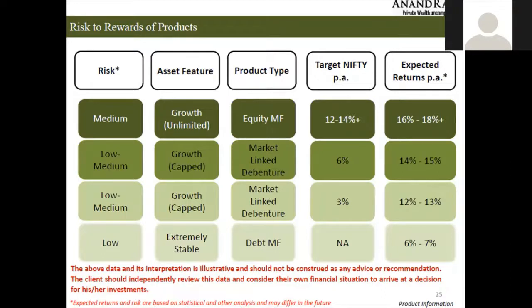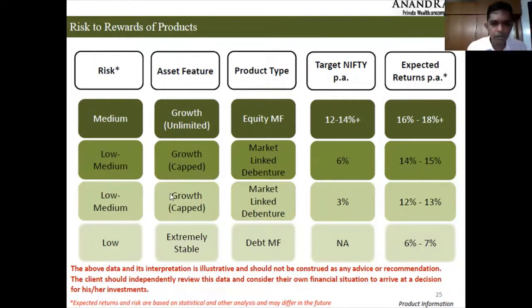Yeah, good point. Explain to me a little bit, Soumitra. You said with a target Nifty of 3%, your expected returns are 12 to 13%. Why would someone not do that versus basically increase the risk and go to a medium or something with very high risk out there?